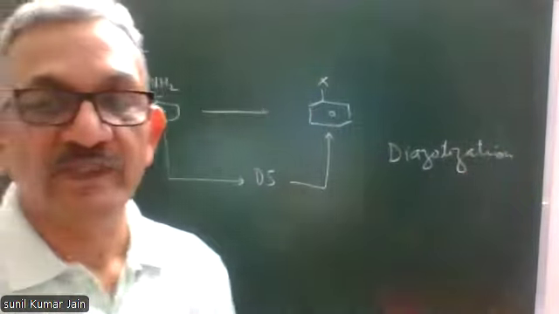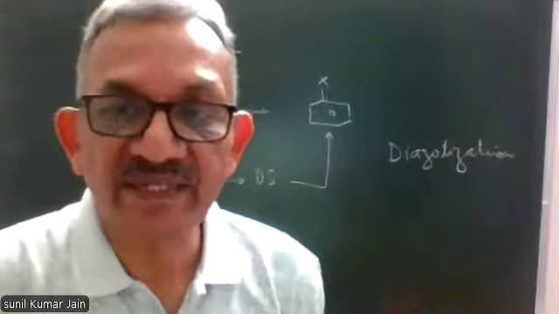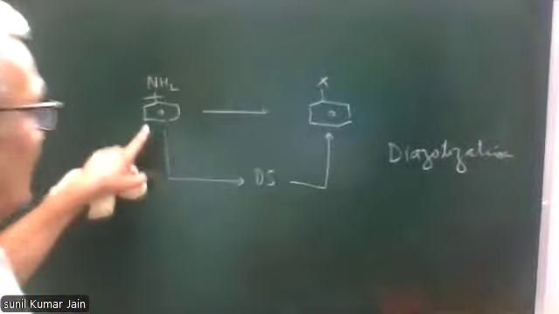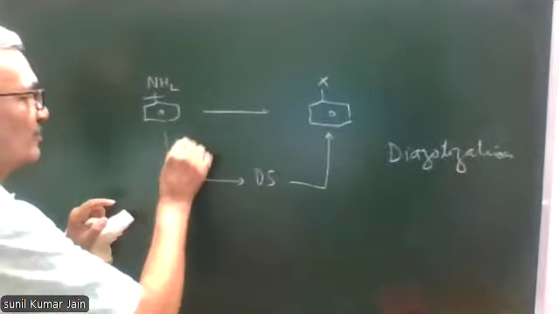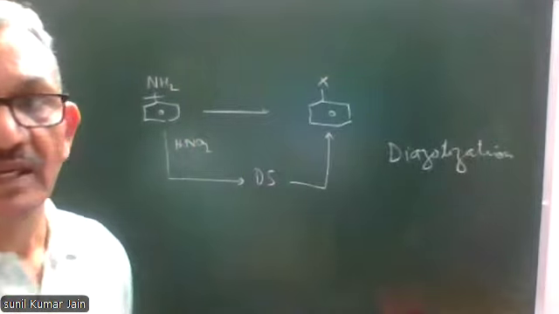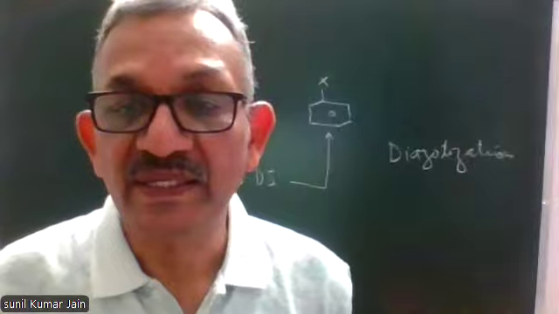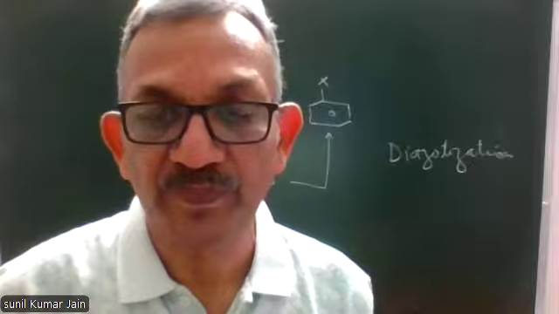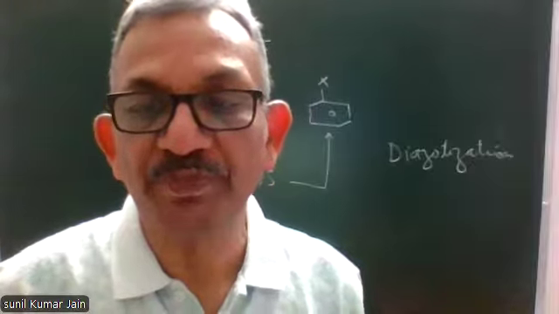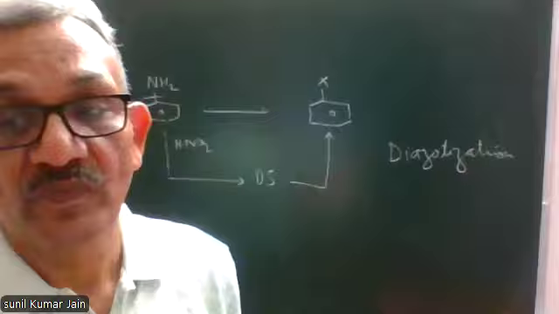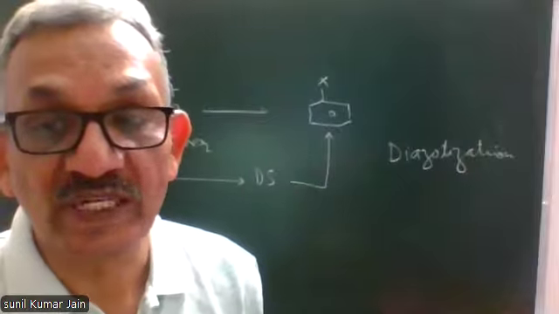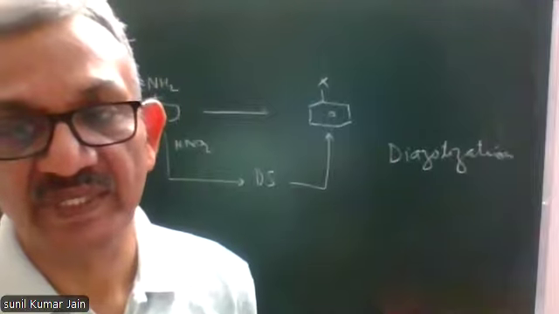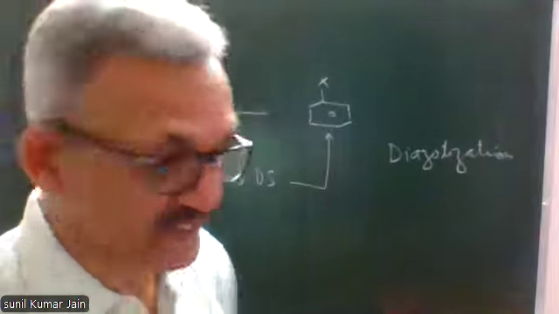For diazotization, nitrous acid, HNO2, is required. It means this is reacted with HNO2. Again, HNO2 is an unstable compound. This is prepared in situ. For in situ preparation of HNO2, we use NaNO2, that is sodium nitrite, and HCl, which should be concentrated and taken in excess.